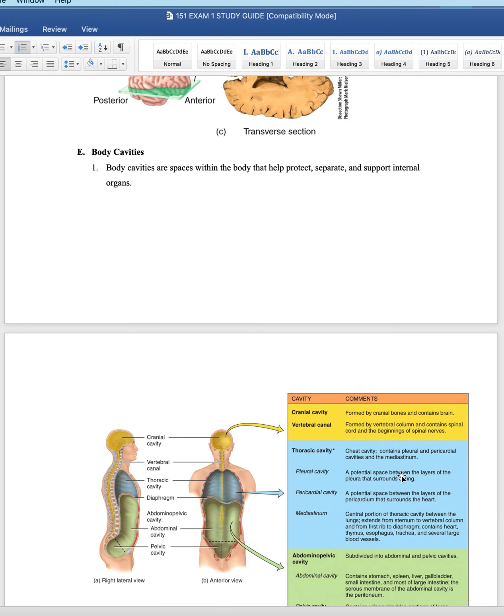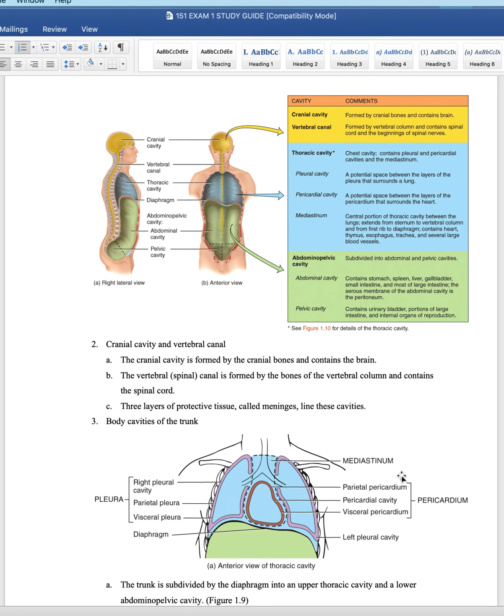Okay. Know all of the major body cavities. So you'll need to know cranial, vertebral cavity are going to have the cerebrospinal fluid. Thoracic cavity is going to include the pleural cavity and the pericardial cavity, which are going to be the lungs and the heart. The mediastinum is going to extend from the sternum all the way back to the vertebral column. And then we also are going to have the diaphragm right here, which is going to separate out the thoracic cavity from the abdominal pelvic cavity.